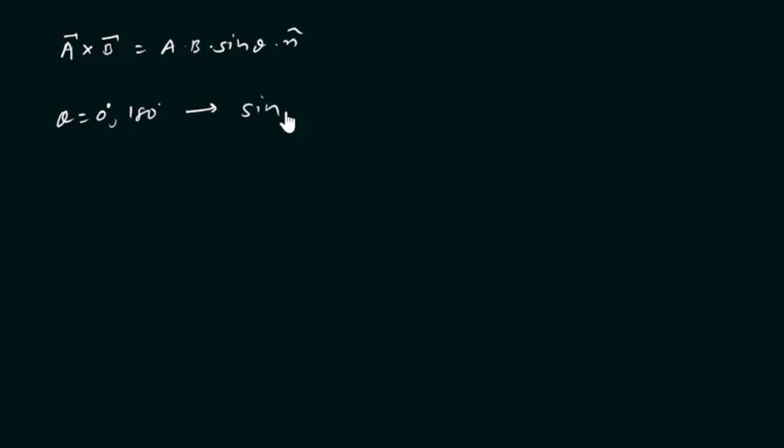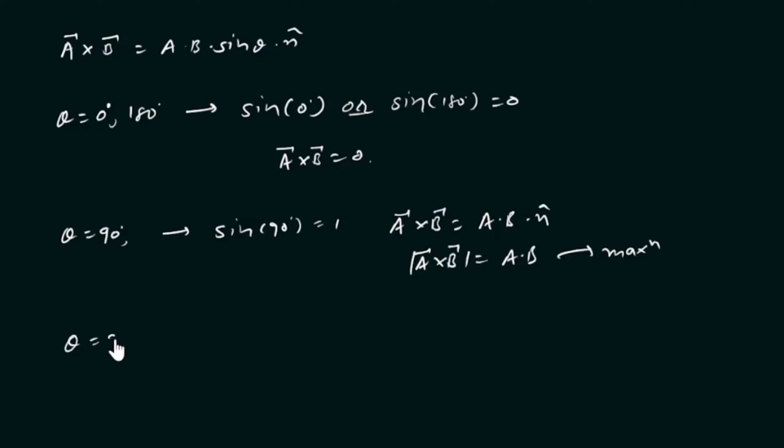Theta equals 270 degrees, so sine 270 is minus 1. So A cross B equals minus AB n cap in this case. This is the minimum value of A cross B. The minimum value of A cross B occurs in the case of an angle of 270 degrees, which is basically 3 pi by 2 radian. This is pi by 2 radian. This is 0 or pi radian.